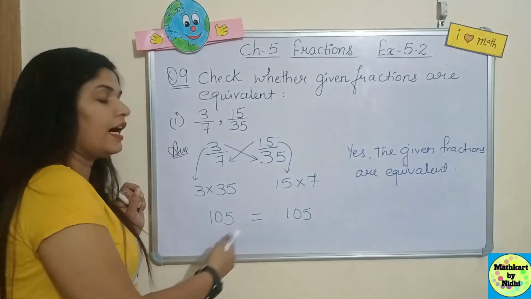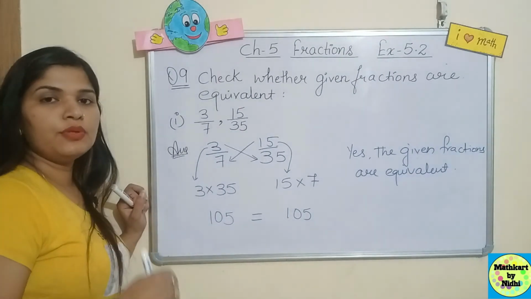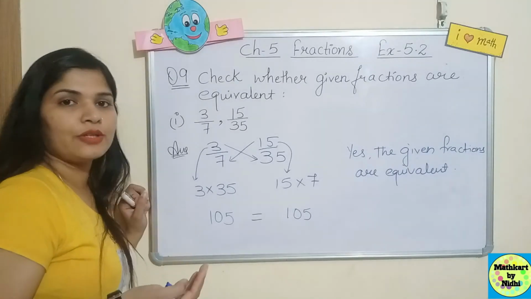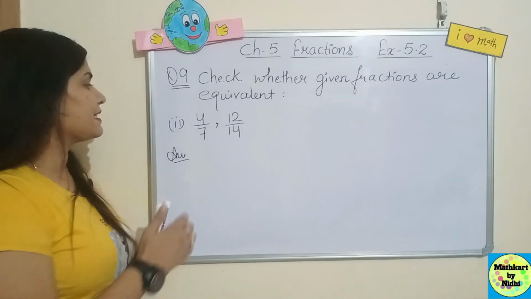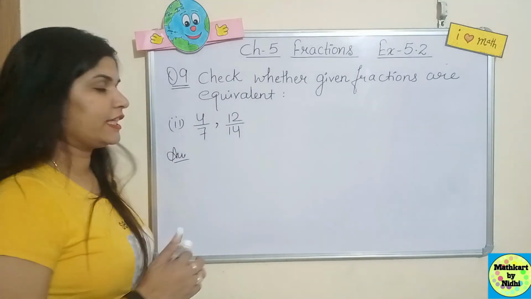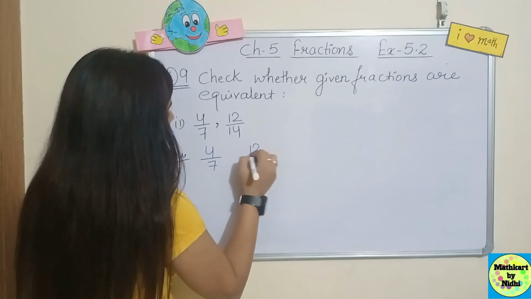If the answers are not equal, then we'll write down, no, the given fractions are not equivalent. So let us see the second part. The second part says 4 upon 7 and 12 upon 14. Let us do the cross multiplication.